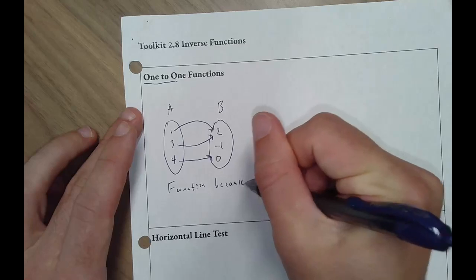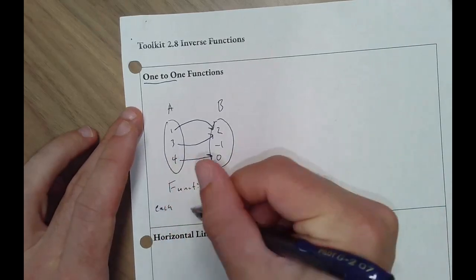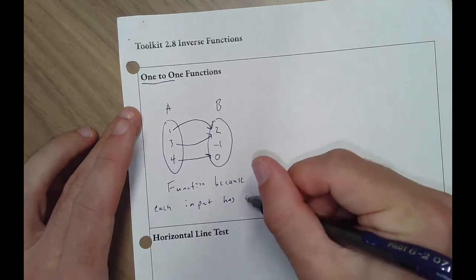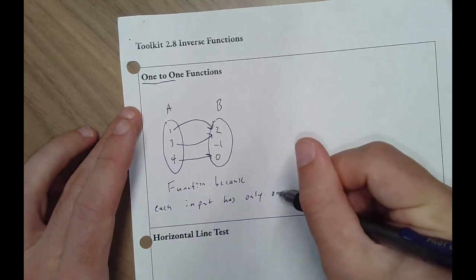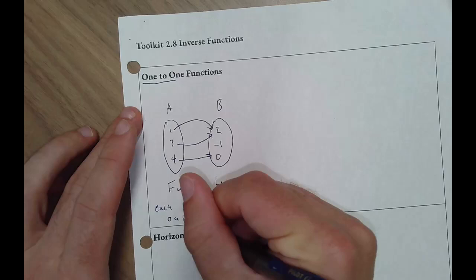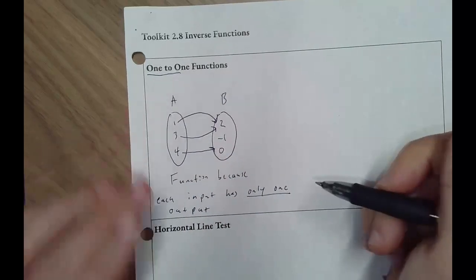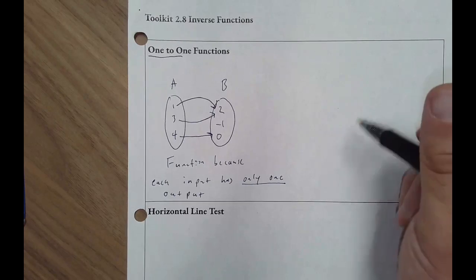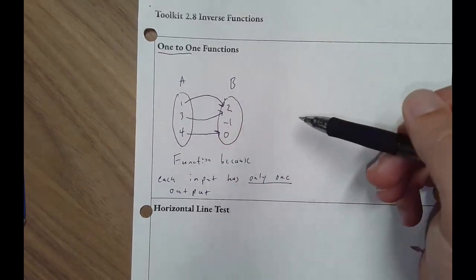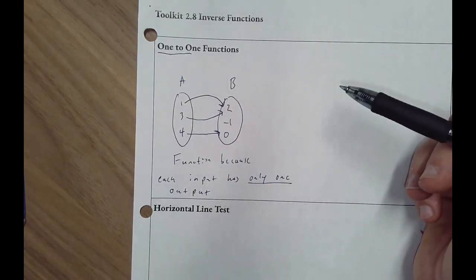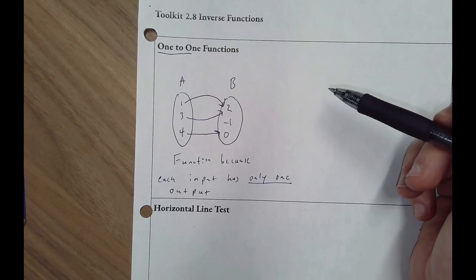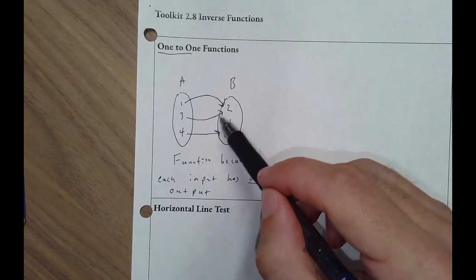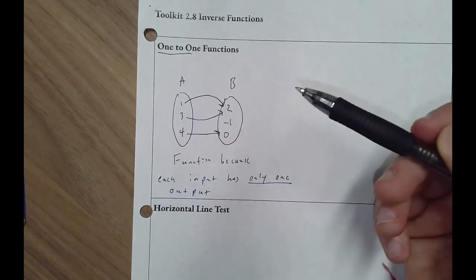because each input has only one output, right? That's what made it a function. Each input had only one output. What about one-to-one functions? Unfortunately, this is not a one-to-one function. Do you know why? Well, because both 1 goes to 2 and 3 goes to 2, this is not one-to-one.